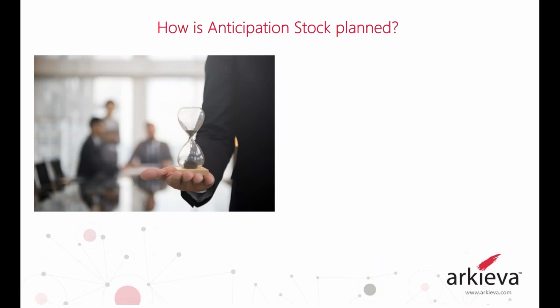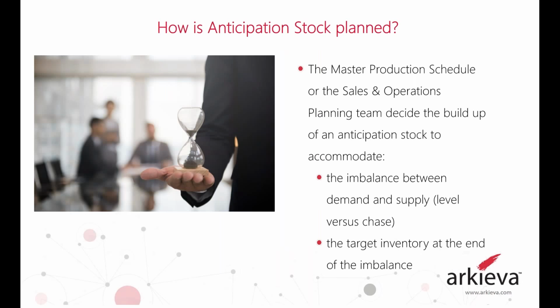How is the anticipation stock planned? Well, the obvious answer is that the production scheduling team and the sales and operations planning teams decide the buildup of how much anticipation stock they would like to have. And they are really looking at the imbalance between the demand and the supply, and they are also looking at their own strategy. Are they a level production versus a chase production strategy? And if they are following one versus the other, they might have to make the anticipation stock.